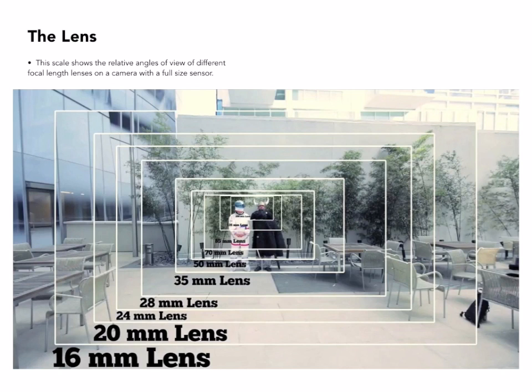This gives you an idea of the relative angles of various lenses. As you can see, a 16 millimeter lens is very wide, and I can't even read the longest focal length that they have recorded here, but it's at least 135. It's probably close to 200 millimeters.